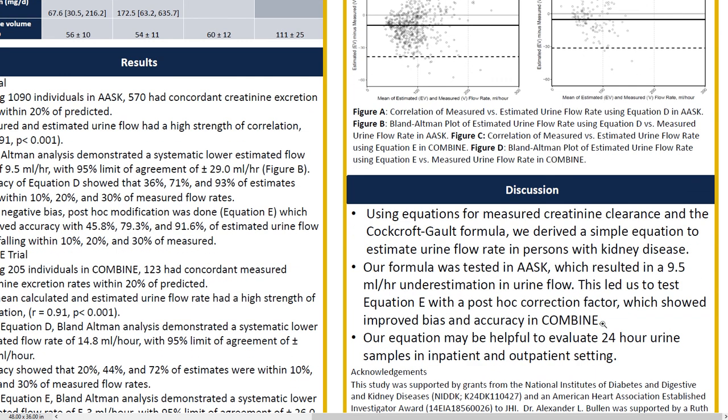So in conclusion, we were able to create a novel equation using the Cockcroft-Gault and the creatinine clearance equations. And we were able to test this equation to estimate urine flow in patients with chronic kidney disease. In ASK, our equation underestimated urine flow rate by 9.5 milliliters per hour. This led us to create equation E with a post hoc modification, which showed improved bias and accuracy in combined.